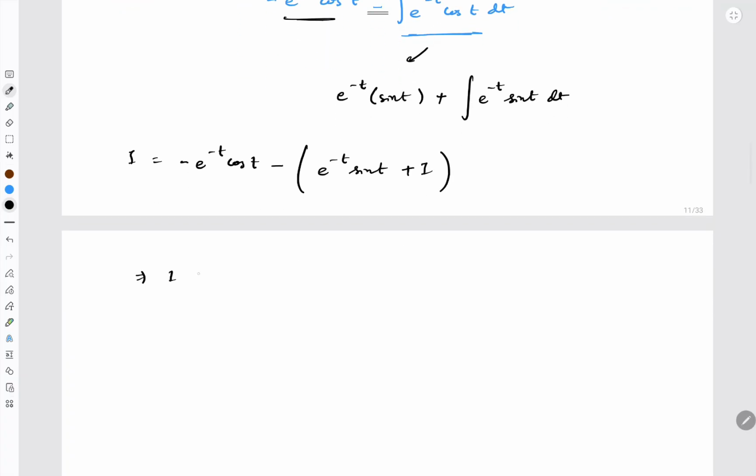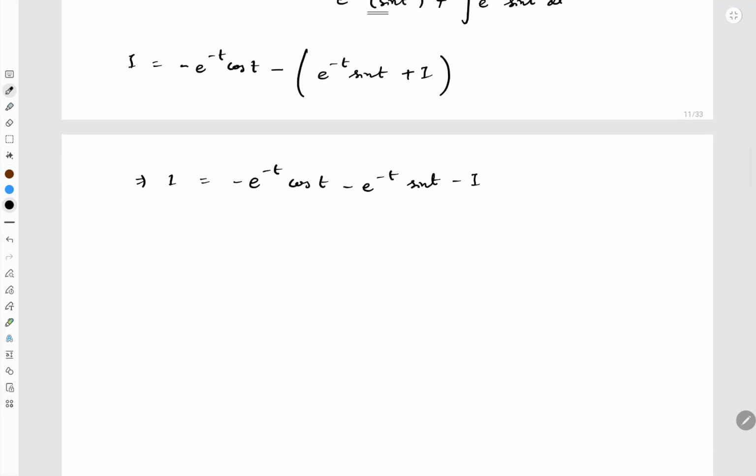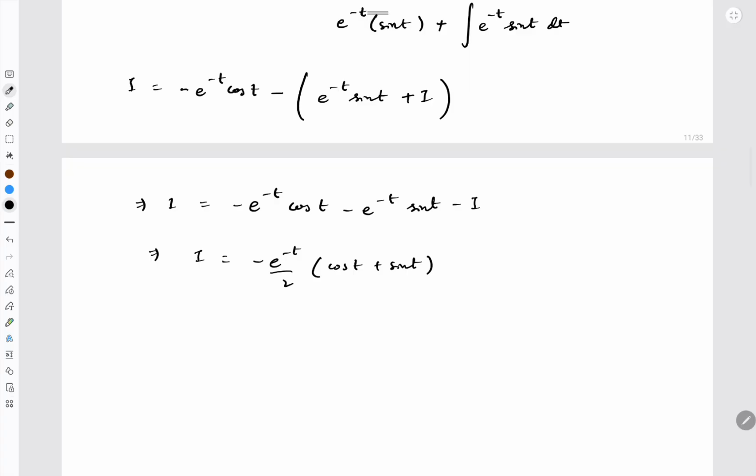So I is equal to minus e power minus t cos t minus e power minus t sine t minus I. So I can write 2I will be this. So I equals 1 by 2, or in other words minus 1 by 2, or in other words minus e power minus t by 2 times cos t plus sin t, right?